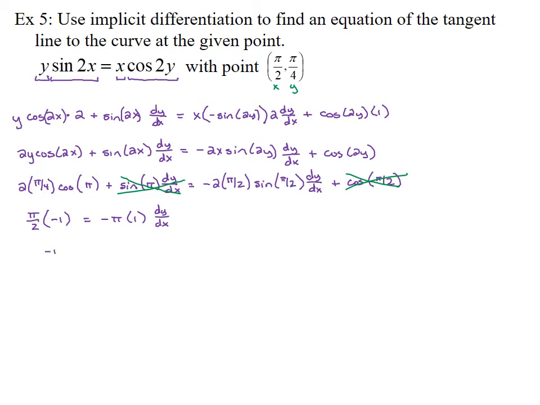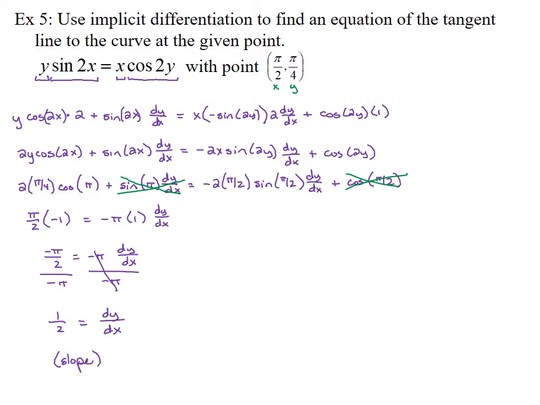All right, so this is going to end up being negative pi over 2 equals negative pi dy dx. And if I divide both sides by negative pi, that comes out really nice. You get a very, very nice slope of 1/2. I know it's equal to dy dx, but remember that number is equal to dy dx evaluated at both values of the point. So this right here is your slope.